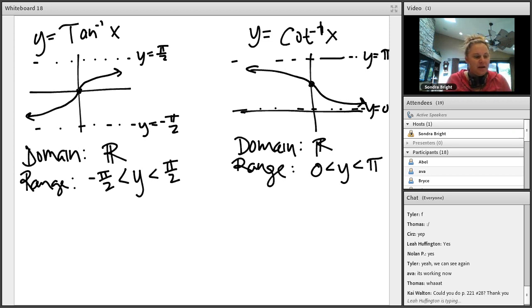And then we're not going to ask you. Do we ask you for domain and range of cosecant and secant? I don't think so. But I'm not going to do it. Don't worry about it. Okay. 221, number 28.